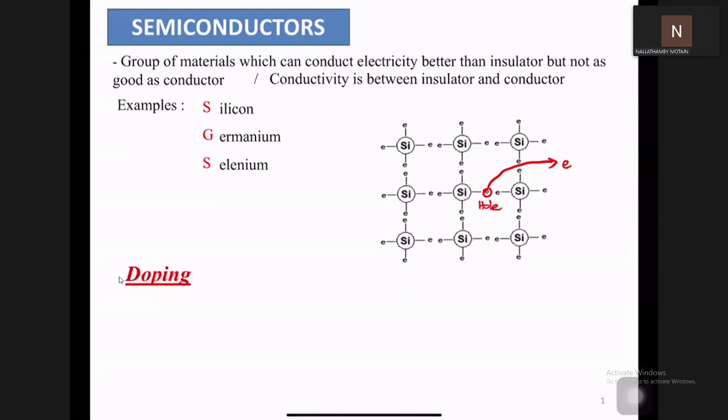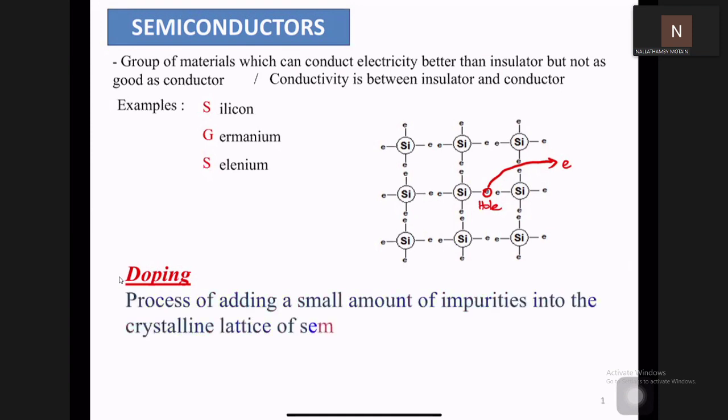I go a bit fast here because last week I finished. So doping means what? Doping is a process of adding a small amount of impurities into the pure semiconductor. Okay, a process of adding a small amount of impurities into semiconductors. Now, the crystalline lattice, no need.